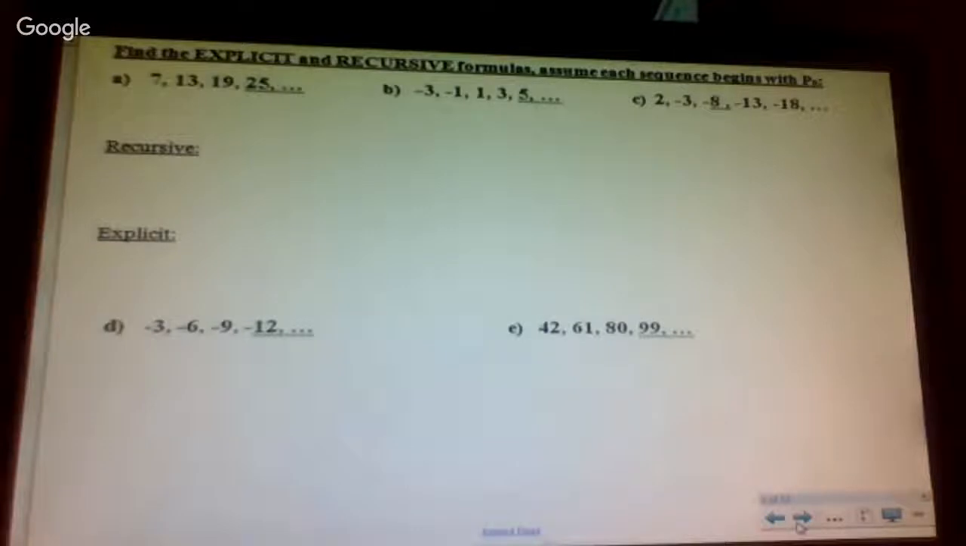Okay, so all we're going to work on for these examples is how to come up with the recursive formula and the explicit formula.